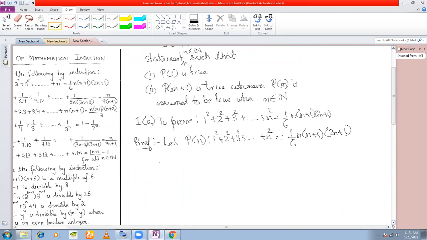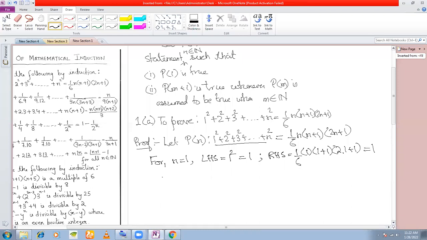Now for n is equal to 1, what is the left hand side of the given statement? Only 1 square, isn't it? We only take one term, which is equal to 1. What about the right hand side? 1/6 into 1, 1 plus 1, 2 into 1 plus 1, which will again give you 1.